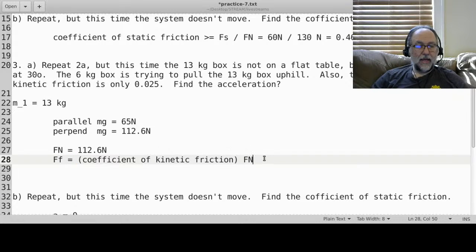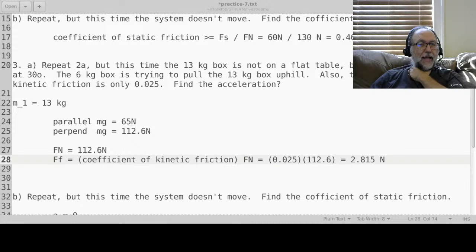All right, and so what's that equal to? Well, that's going to equal 0.025 multiplied by 112.6. Let me use my calculator to quickly calculate that. So 112.6 multiplied by 0.025 is this number here. Usually I keep only 3 significant figures, but I'll keep another one.